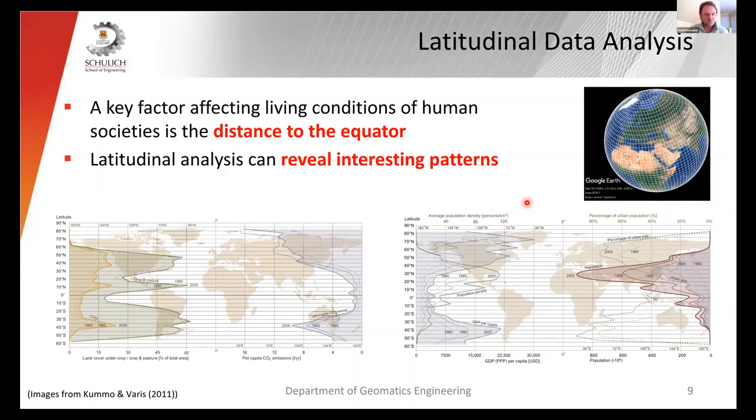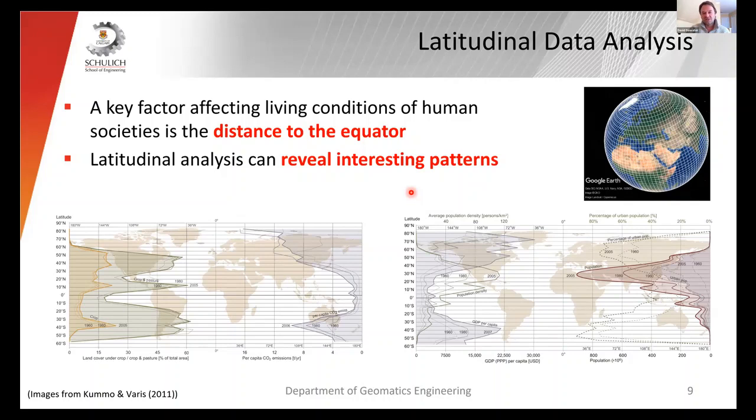I picked out these 2 images from the study of Kumar and Boris, just to highlight that we can easily see here, population is pretty much dominated in the Northern Hemisphere, around 30 degrees latitude. We can also see, I think it's GDP per capita, how that changes on the north-south axis. But also, if we look at CO2 emissions, it resembles very closely the pattern of GDP per capita.